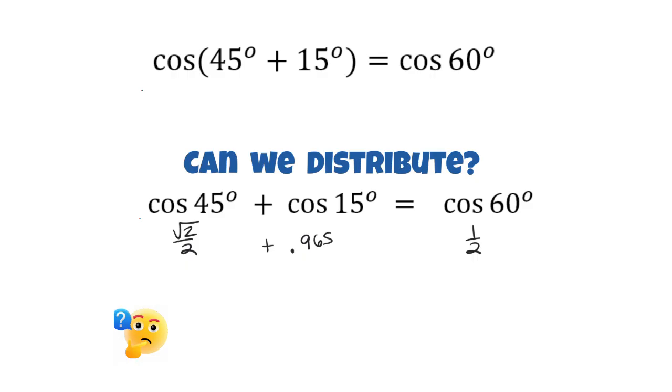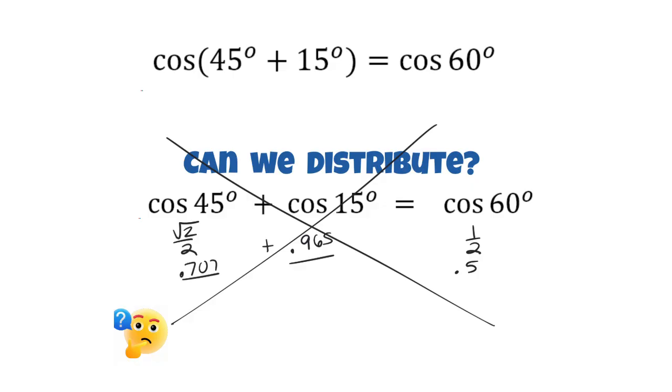We probably have done this before, but if you don't know that root 2 over 2 is 0.7, does this make any sense? Does 0.707 plus 0.965 in any way equal 0.5? No, it does not. No, we cannot distribute. Do not do that. Cosine is its own operation. When you see it like this, it is not multiplication happening here. We do not distribute trig functions. Big no-no. So every time you look at that and you think that, slap your hand or something. Don't do it. Don't distribute.